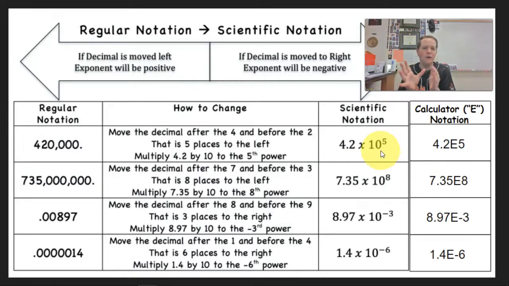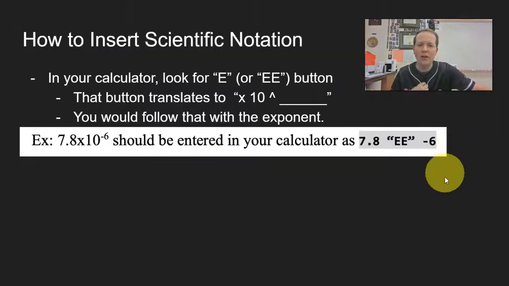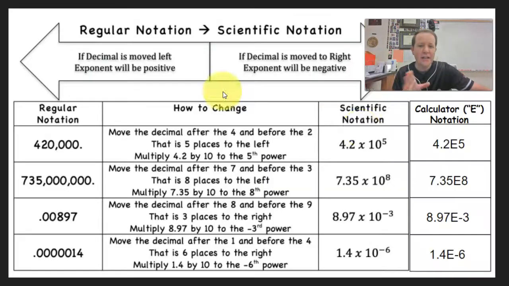Depending on your calculator, it might spit out this weird letter E. So that's the other thing I want to talk about in this video. It's known as E notation. Sometimes your calculator likes to do this because it's a little easier to display. It's also probably how you're going to put in scientific notation.